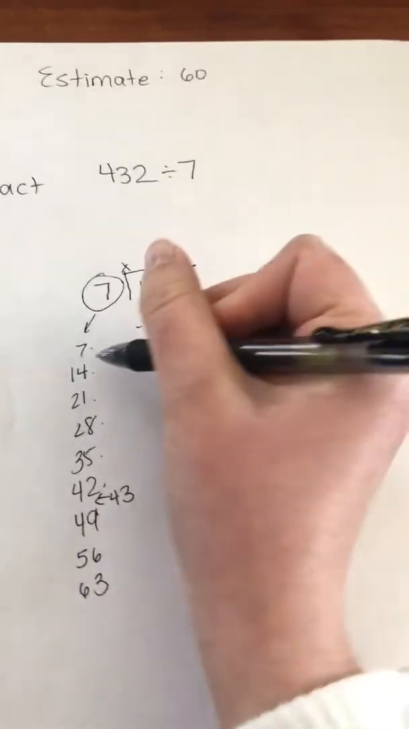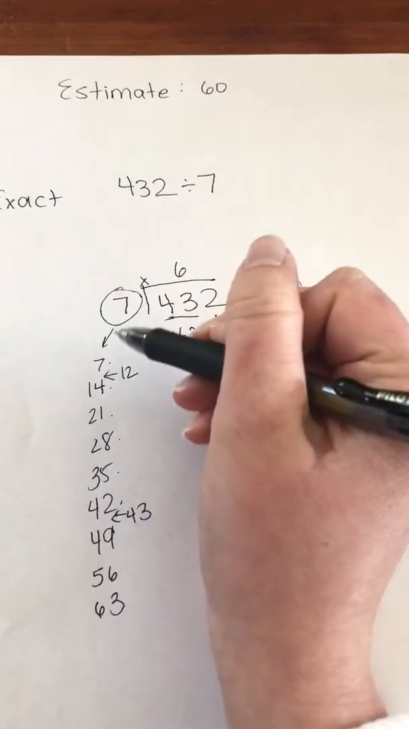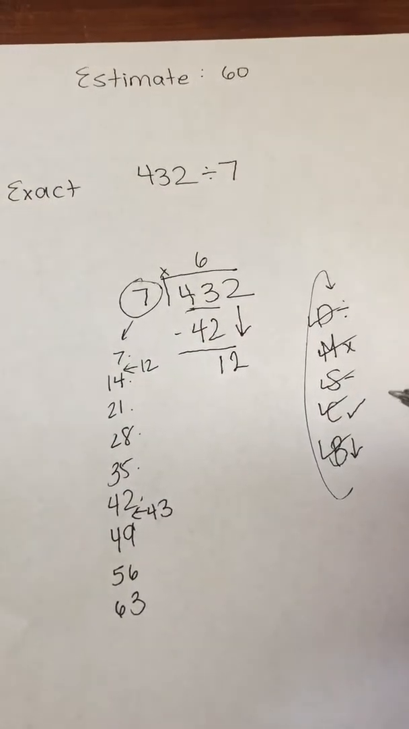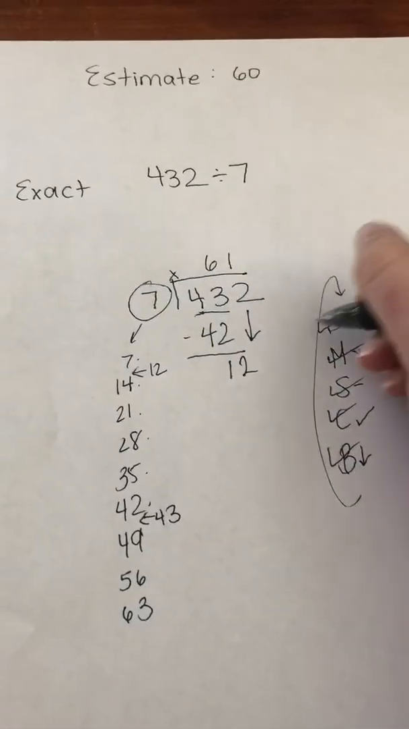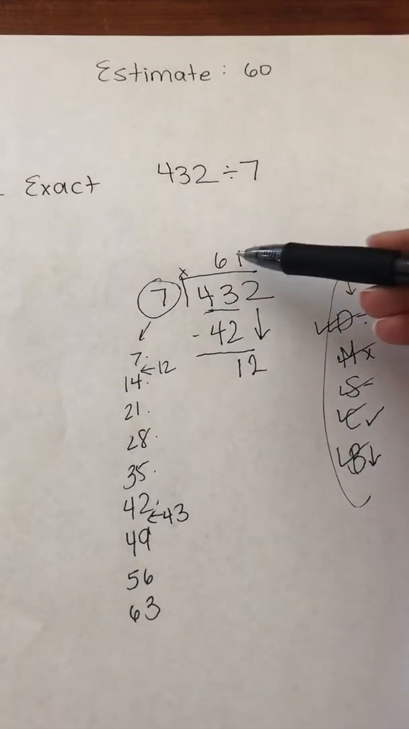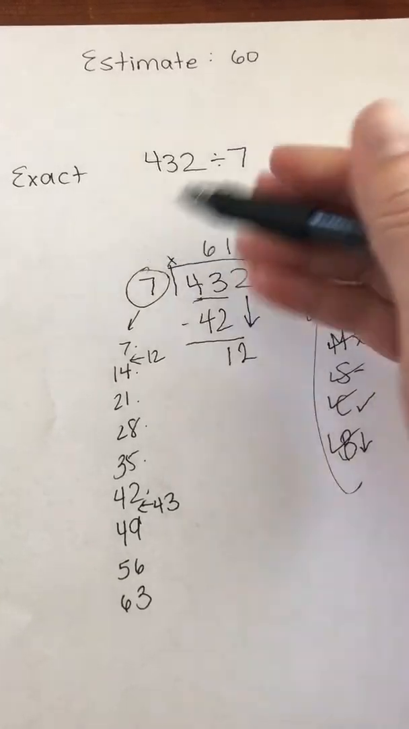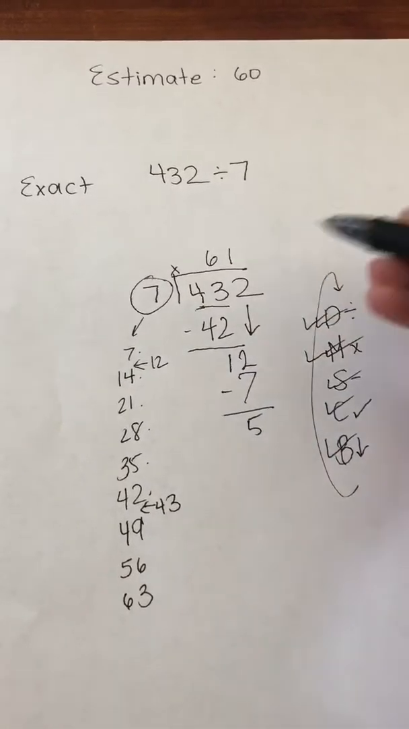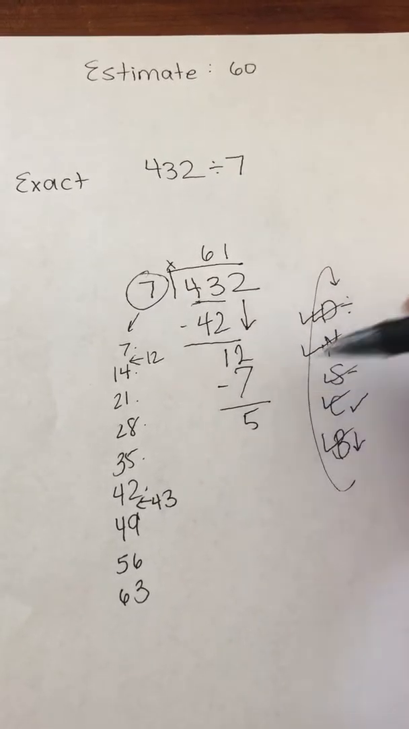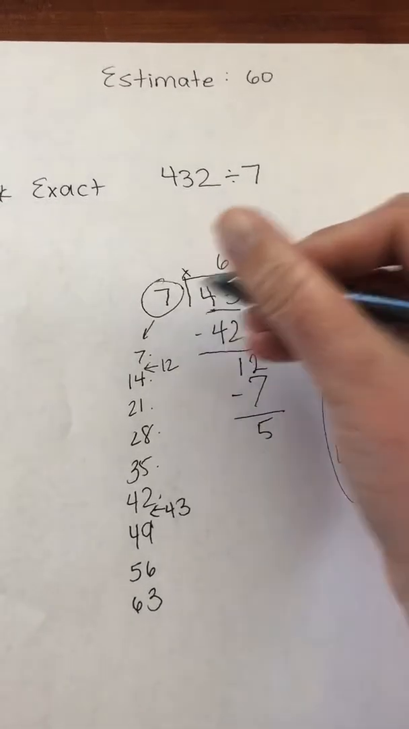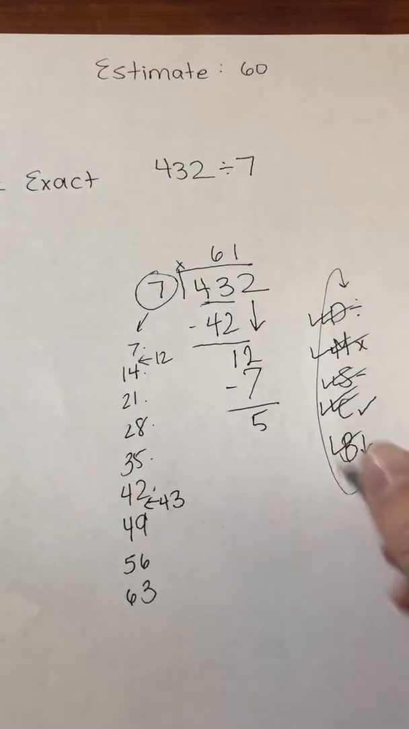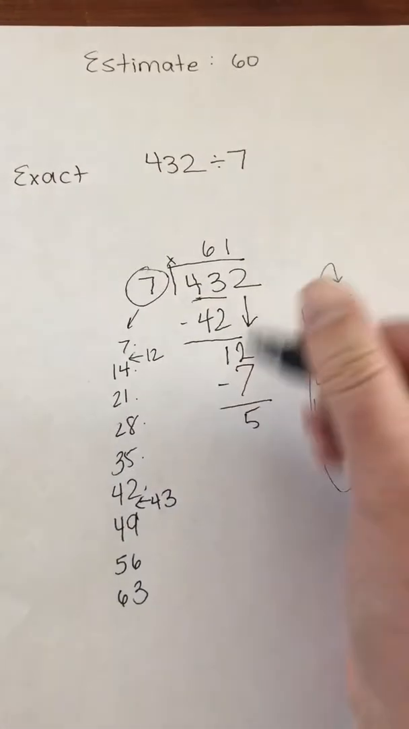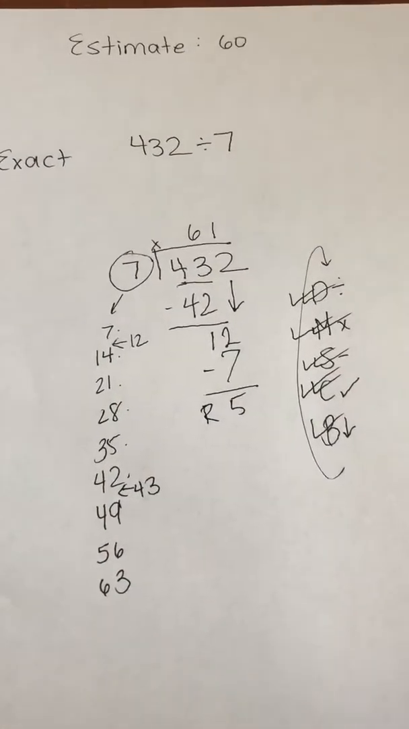12 divided by 7. How many times does 7 go into 12? It goes in 1 time, so I've divided. Now I multiply what I just put up there. 1 times 7 is 7. Subtract. And I have nothing left to bring down, so I know that I've finished. 5 is less than 7. The remainder should always be less than the divisor.